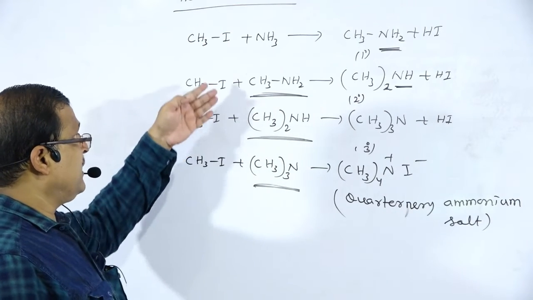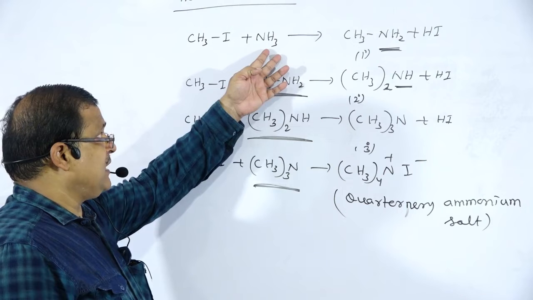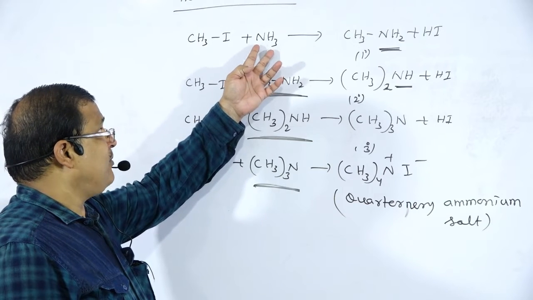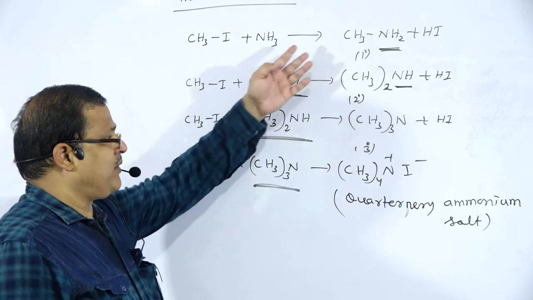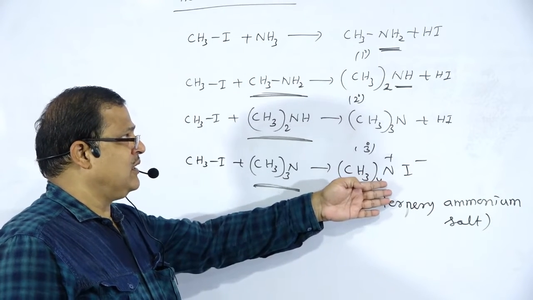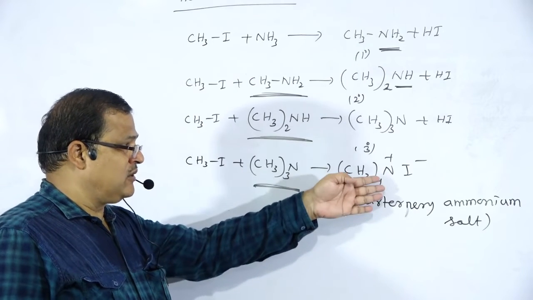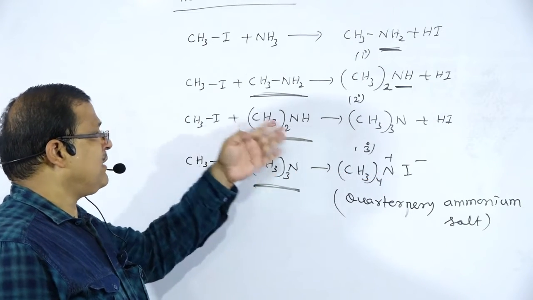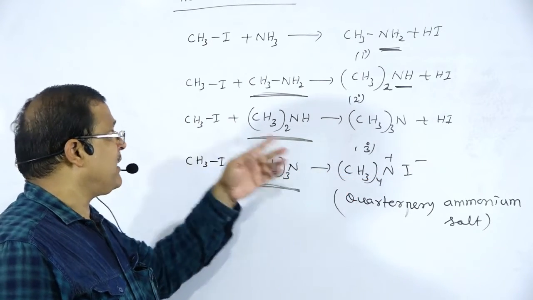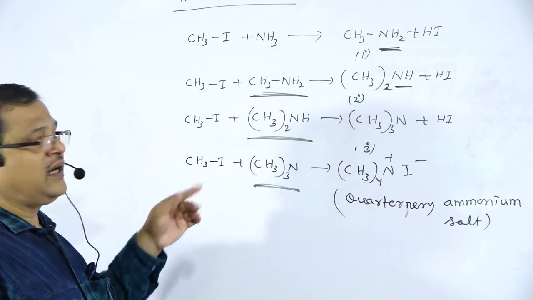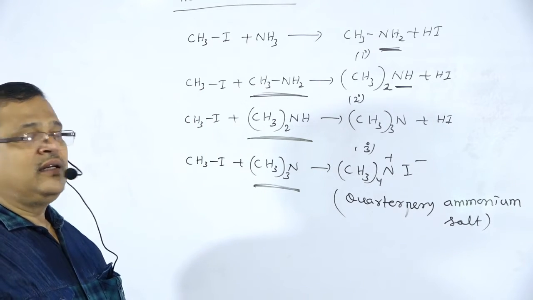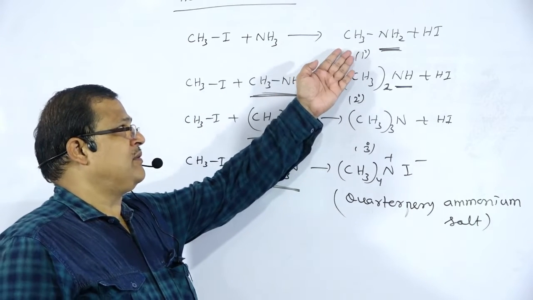So this is regarding the nucleophilic substitution reaction of alkyl halide, where the reaction takes place between ammonia and alkyl halide, with the formation of a quaternary ammonium salt. The reaction will continue till the formation of the quaternary ammonium salt if you have taken an excess amount of alkyl halide. Otherwise the reaction will stop at the primary step.